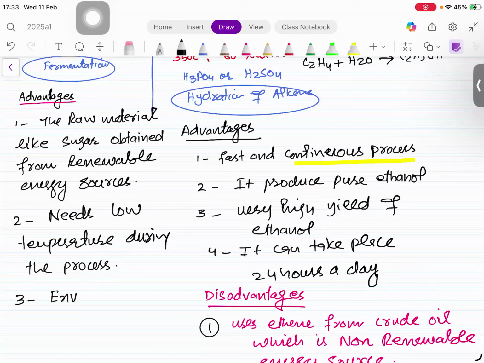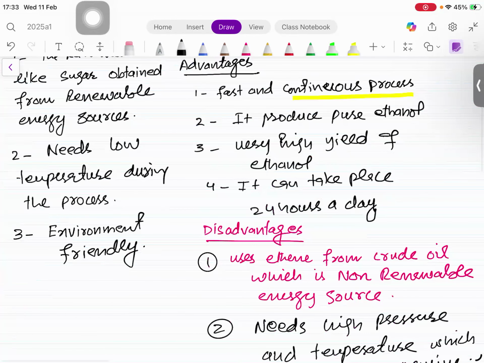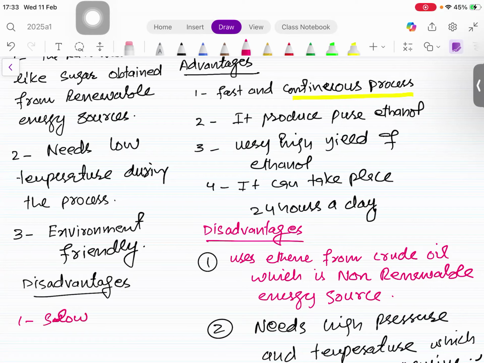Environment friendly, as we're not using any non-renewable sources. But there are some disadvantages. Number one, it is a slow process. As I told you when we were doing it, slow and non-continuous process. I told you the ethanol killed the yeast, so we have to stop the process. Okay? It's a slow process.